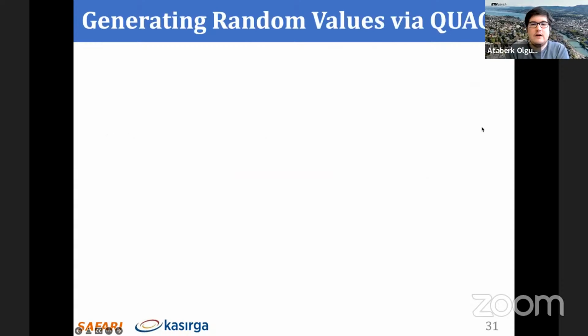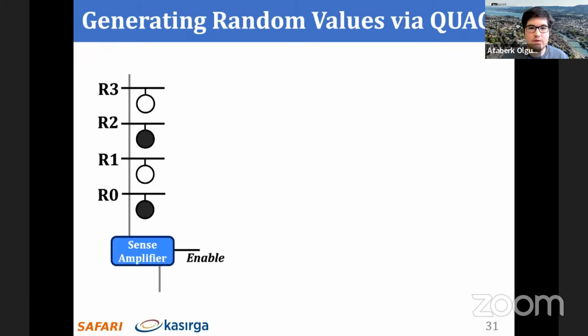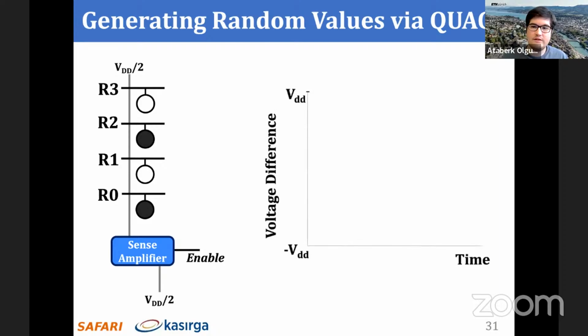So first we will see how we generate random values in DRAM sense amplifiers using quadruple activation. And I will describe this over an example. This diagram depicts a set of DRAM cells on the same bit line on 4 simultaneously activated rows. Initially, the even address rows are initialized with logic 1, and the odd address rows are initialized with logic 0. The bitline and the bitline bar are set to half VDD, and the figure on the right depicts the difference in voltage between the 2 sense amplifier terminals, bitline and bitline bar, over time.